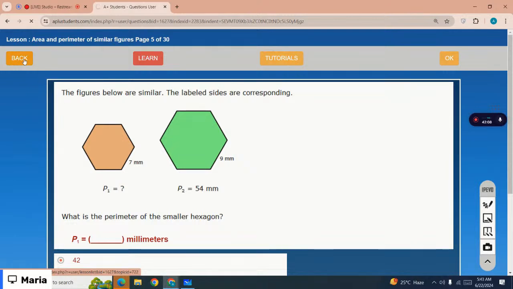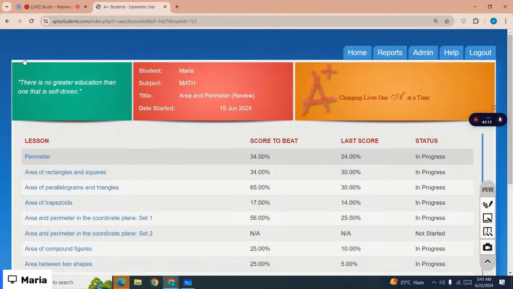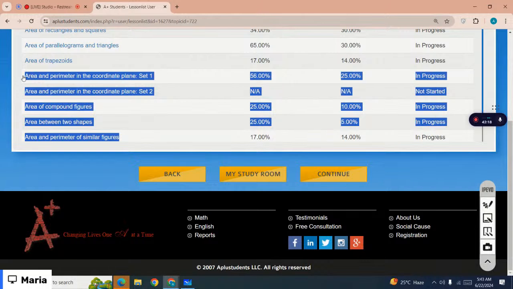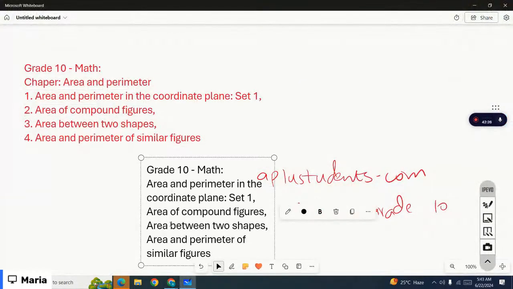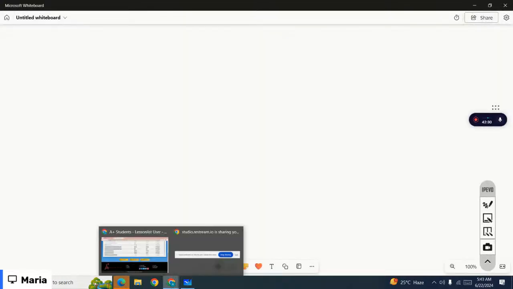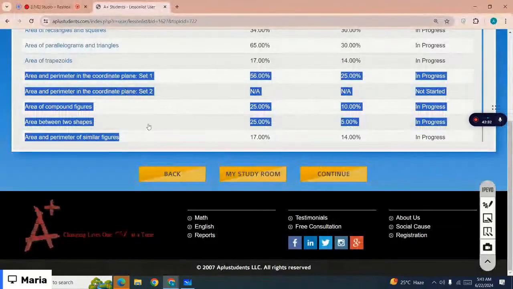So we were working on grade 10 math. The chapter we were working on is area and perimeter. The lessons we have covered today are area and perimeter in coordinate planes, area of compound figures, area between two shapes, and area and perimeter of similar figures. So please make sure before the next session you complete all the practice questions for the lessons we just did. That is homework until the next session.